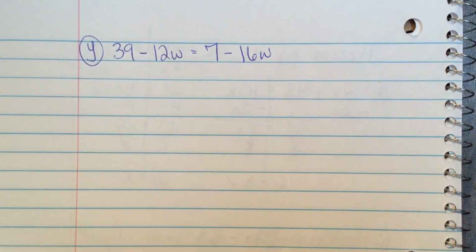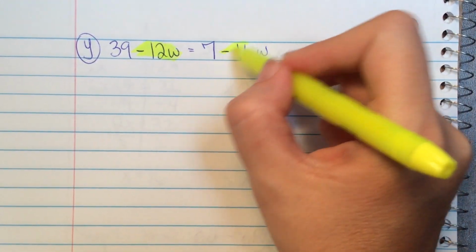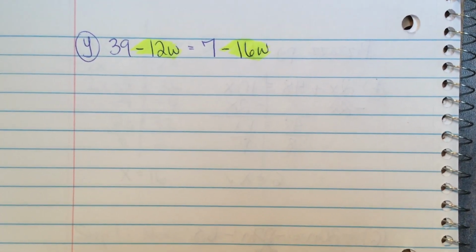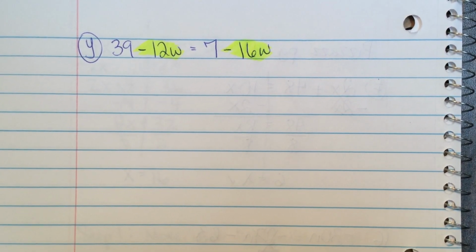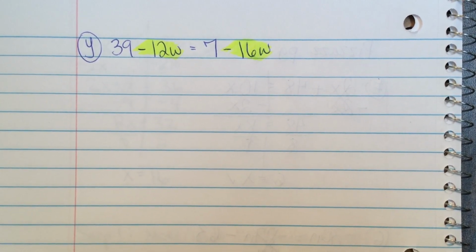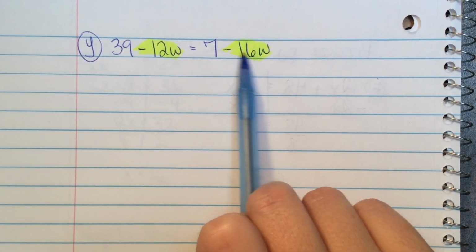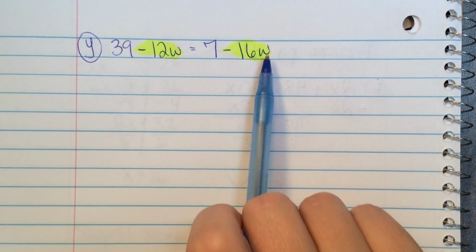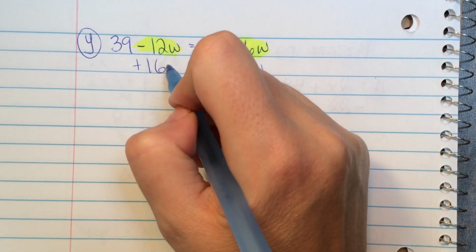Okay, so I'm going to underline or highlight the variables. So we have negative 12W and negative 16W. Which one's smaller? Is negative 12 or negative 16 smaller? Well, negative 16 is smaller. So that's the one we need to move. So how do you move minus 16? Well, you need to add it. So we're going to add 16W to both sides.